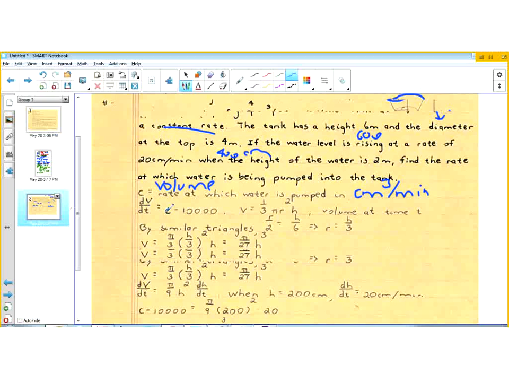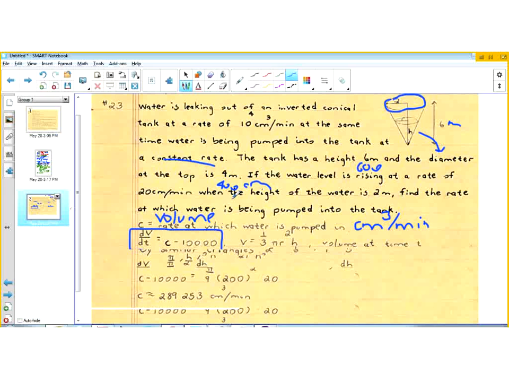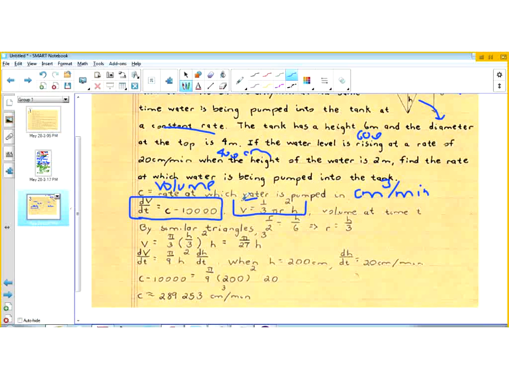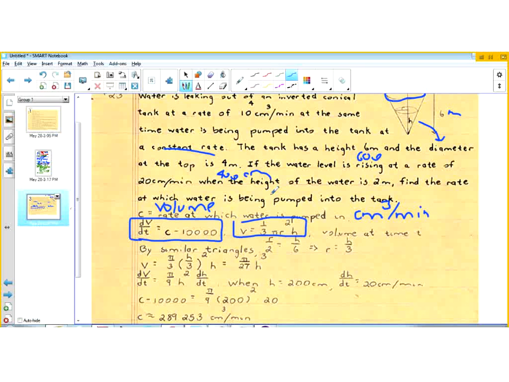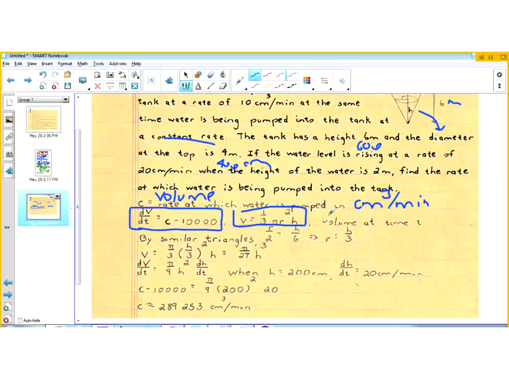All right, so now the change in the volume of the water with respect to time is your inflow, which is C, minus your outflow, which is 10,000. Okay, so this is your related rate. You have an inflow minus an outflow, and that results in a net change in volume. So the volume of the tank, here's this formula right here. This is the volume of a right circular cone. It's 1/3 times pi times r squared times h.